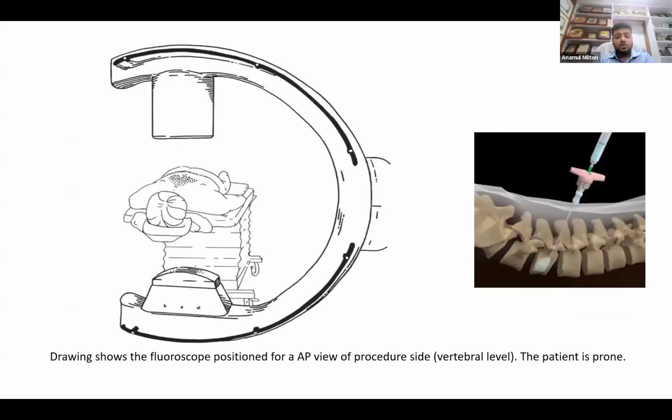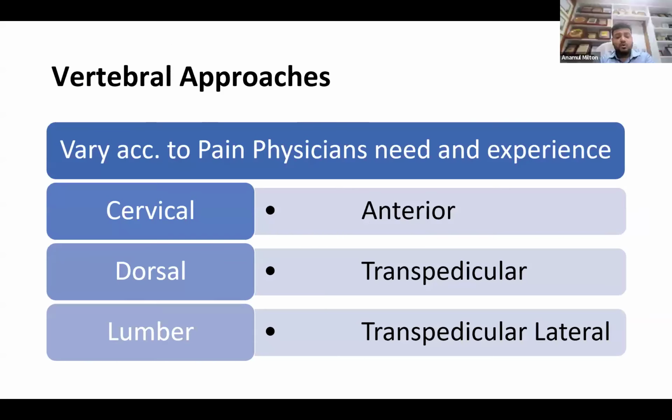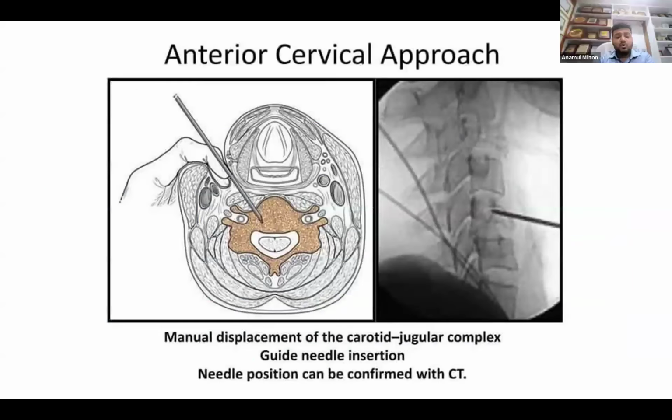And usually the patient should be in the prone position. For the cervical approach, we usually go for the anterior approach, so at that time we need the supine position. Other than that, like dorsal or lumbar, we can go for the transpedicular or the parapedicular approach. So at that time we need the prone position.